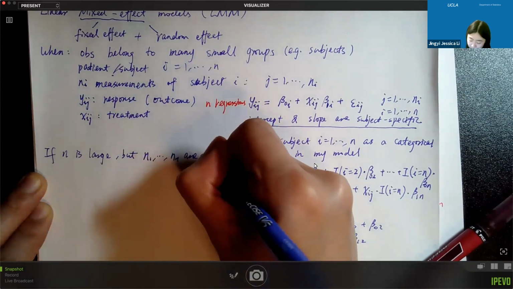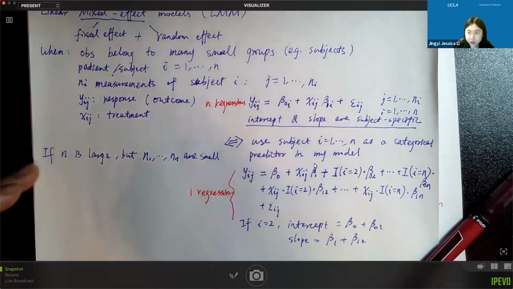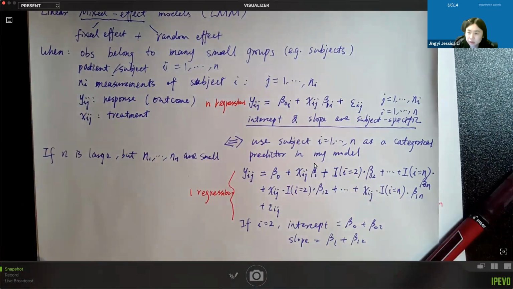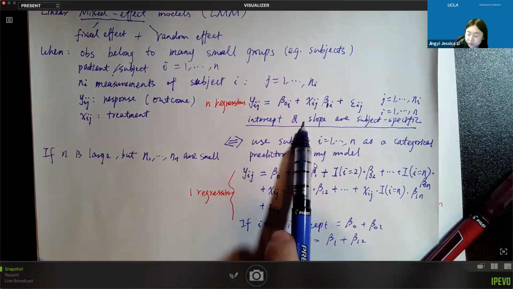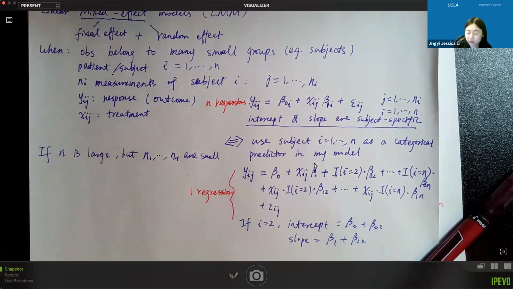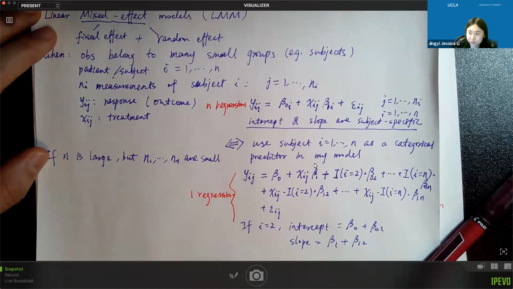So we have many subjects, but very few observations per subject. Then in this case, fitting N separate regressions, one per subject, is not desirable because you are having too many parameters compared to your sample size. That will not give you very stable estimates. Then what do we do? The linear mixed effects model is for that purpose.